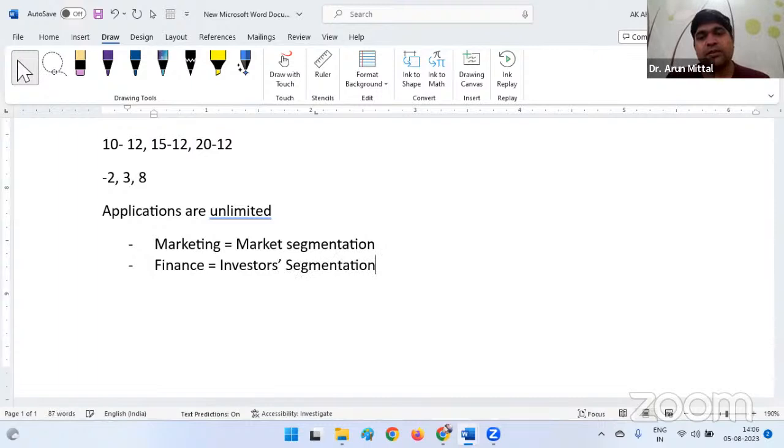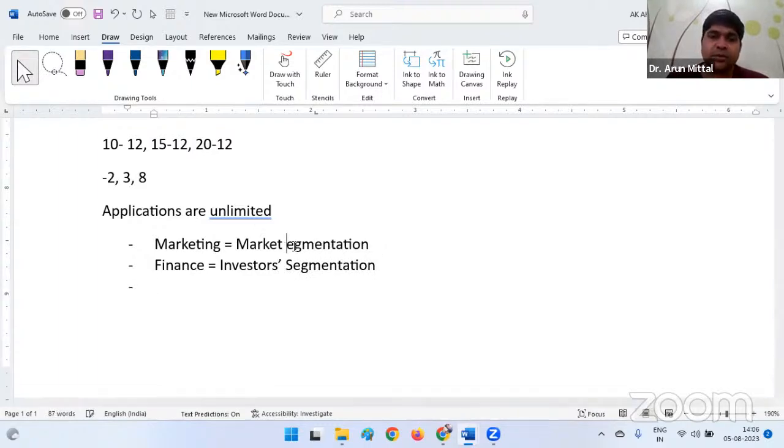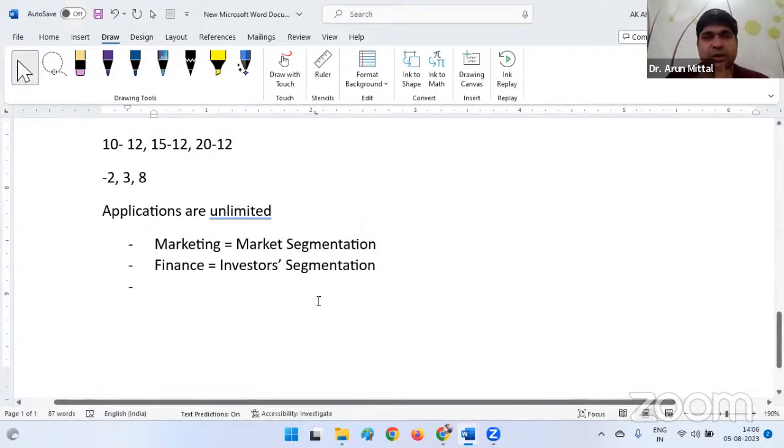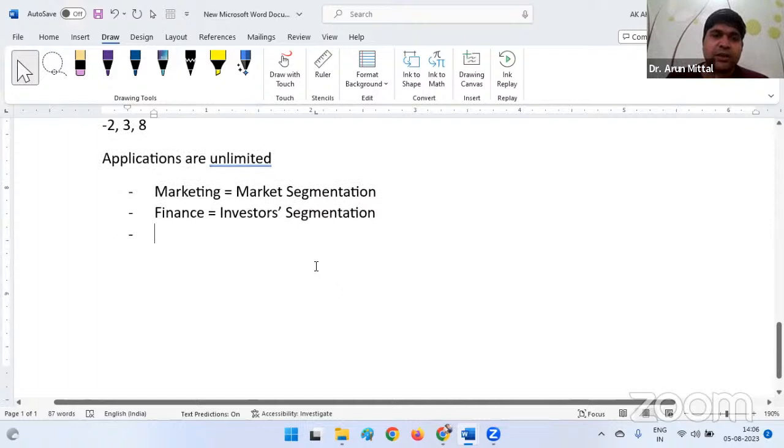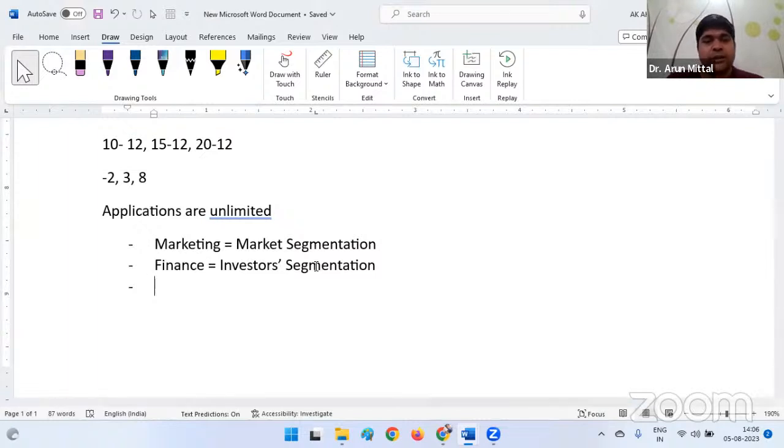I guided a student, one of my friend's sisters. She was pursuing a PhD on behavioral finance, and I guided her to make investor segments for investment decisions, and then I applied cluster analysis for her. Amazing results, very good results were found.